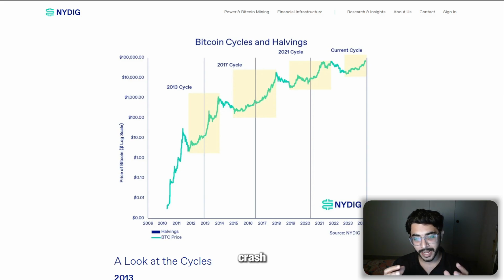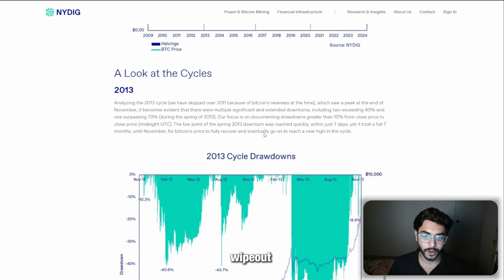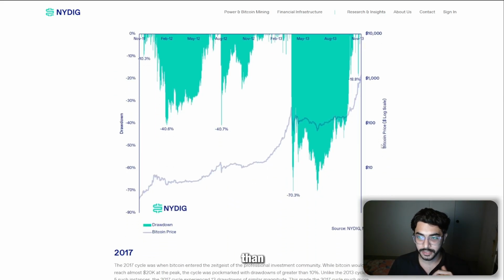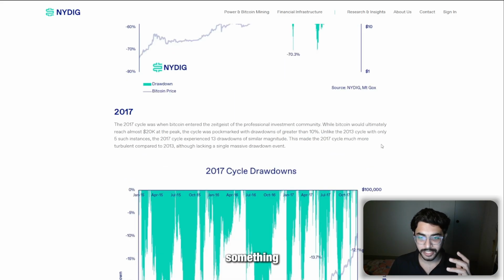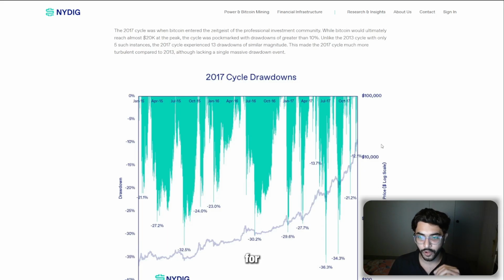In crypto, a crash can be a sharp drop of 20 to 30%. A deeper wipeout could be of more than 50%, or a full cycle drawdown could be of anywhere from 70% to 90%. Something which has historically happened for Bitcoin.